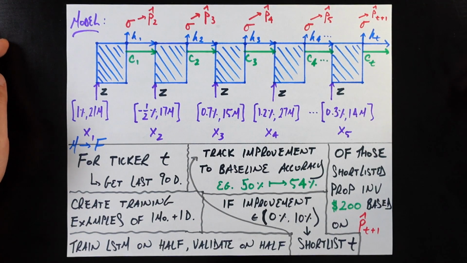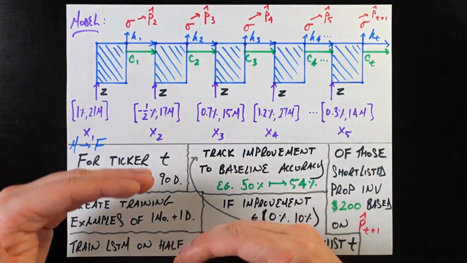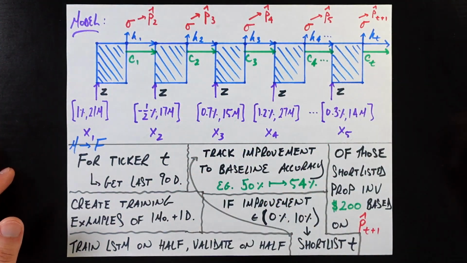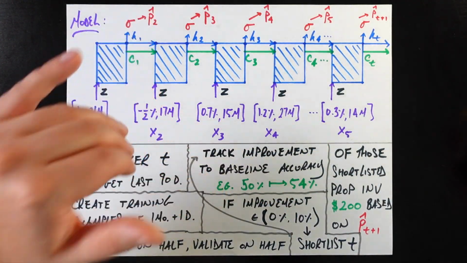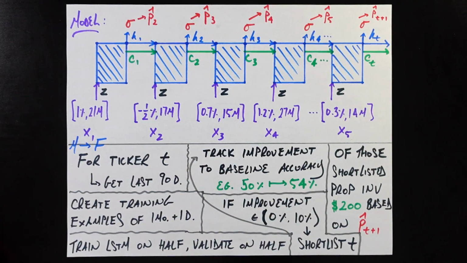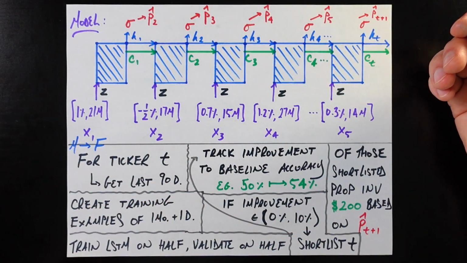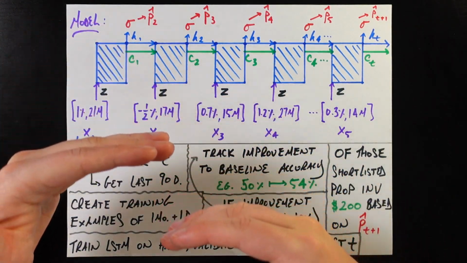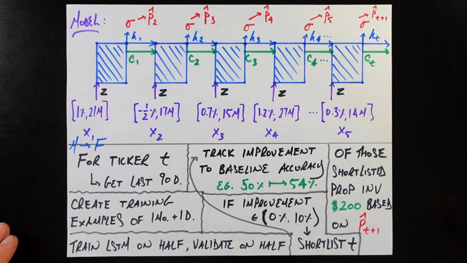And then to create the next training example, we simply shift that 1 month plus 1 day window forward by one trading day, so that the new 30 days becomes the next training example we feed in, and the 1 day after becomes the label that we are trying to predict, and so on and so on. So we do that for all 90 days here.